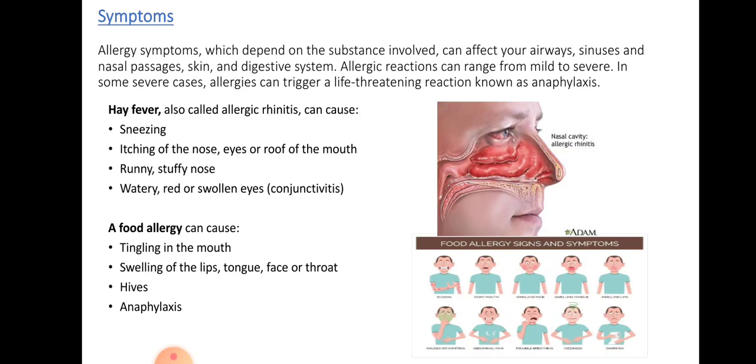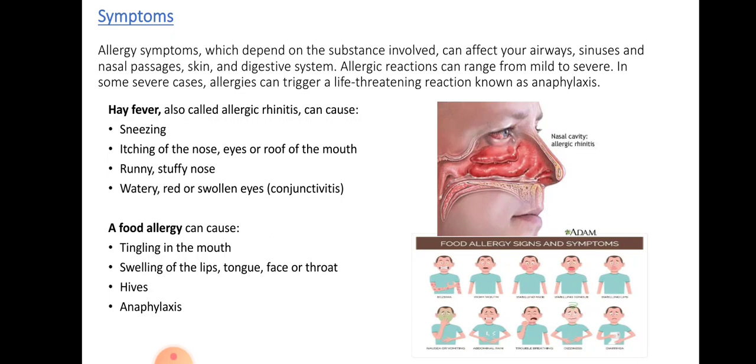First is hay fever, also called allergic rhinitis. It is caused by the pollen allergen. So, symptoms are as follows: sneezing, itching of the nose, eyes, or roof of the mouth, runny, stuffy nose, watery, red or swollen eyes, that is commonly called conjunctivitis. So in the picture you can observe the nasal rhinitis or the allergic rhinitis.